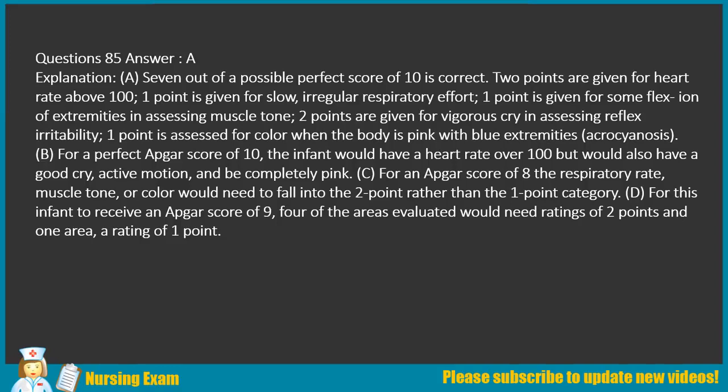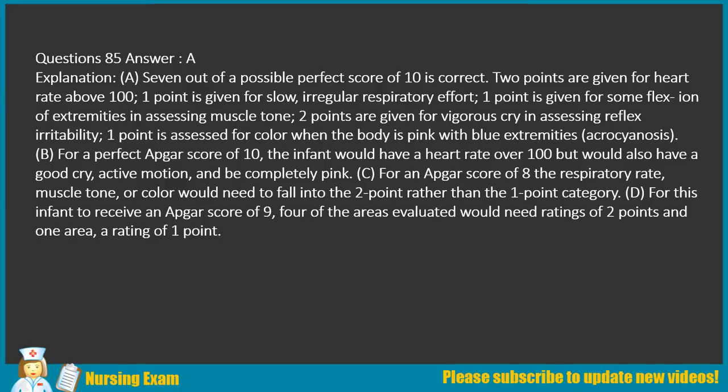7 out of a possible perfect score of 10 is correct. 2 points are given for heart rate above 100, 1 point is given for slow, irregular respiratory effort, 1 point is given for some flexion of extremities in assessing muscle tone, 2 points are given for vigorous cry in assessing reflex irritability, 1 point is assessed for color when the body is pink with blue extremities, acrocyanosis.